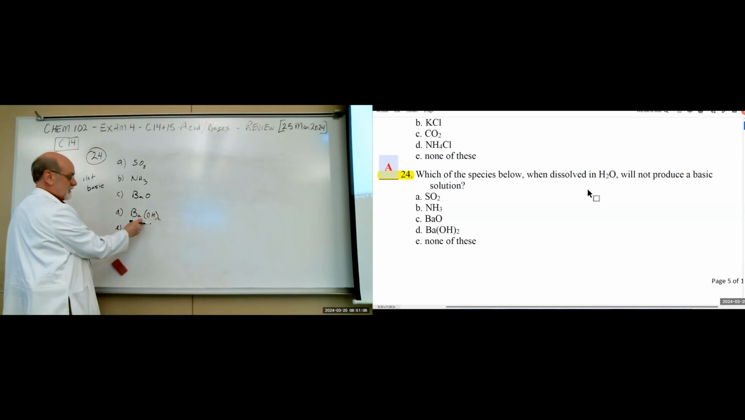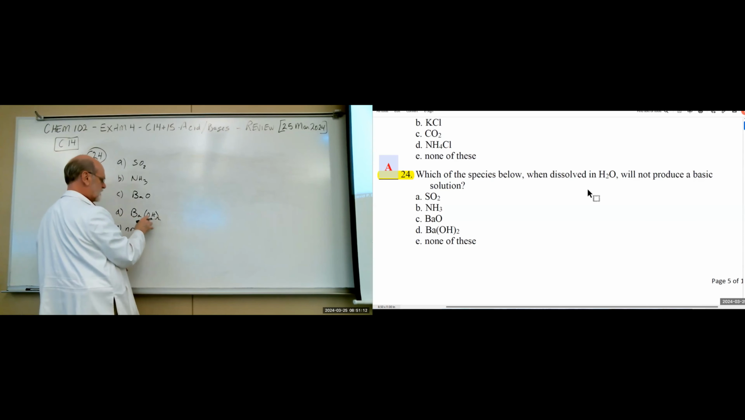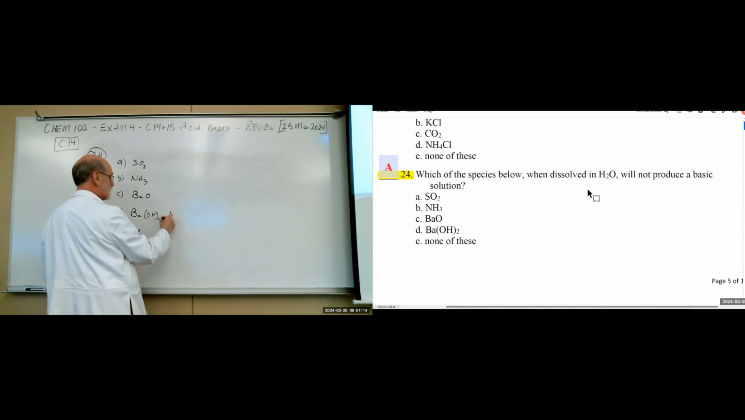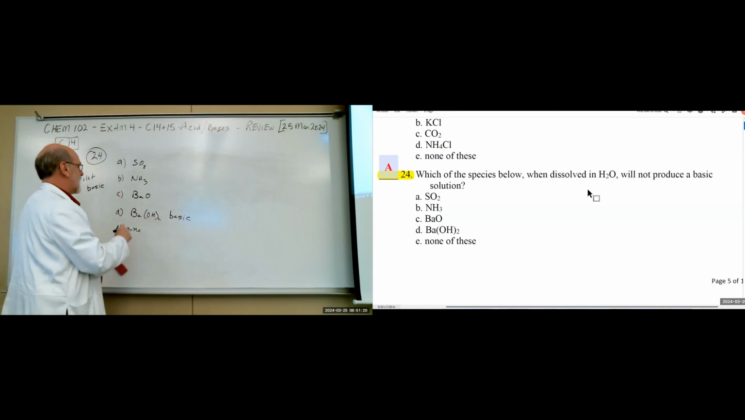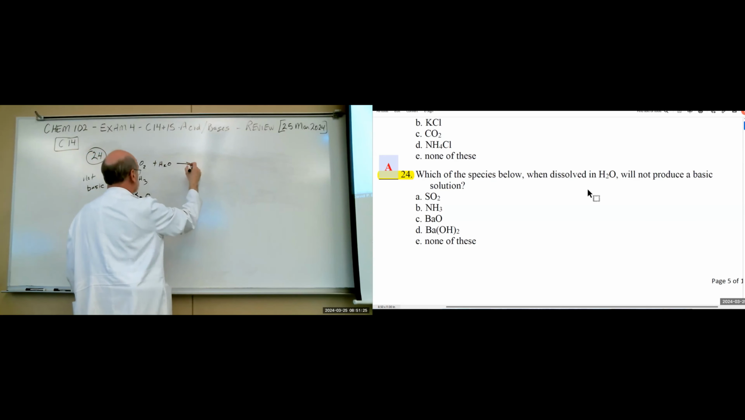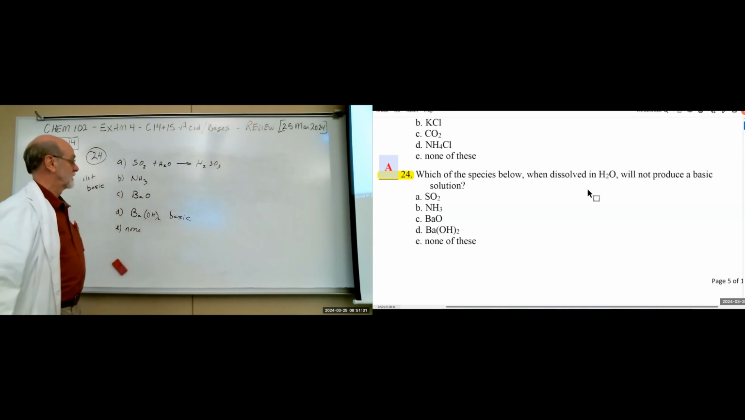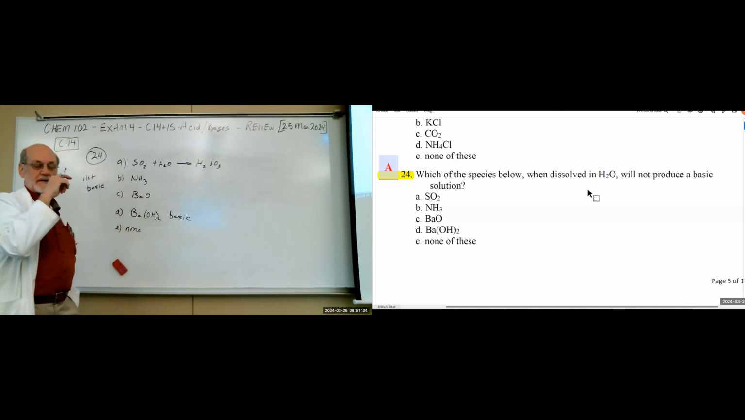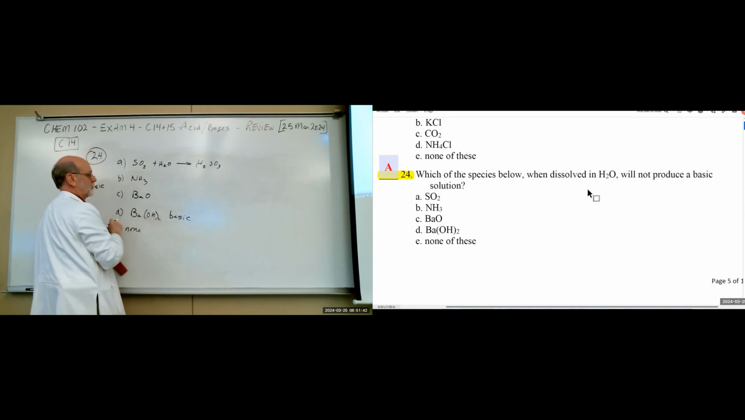Well, this is definitely basic. This is going to dissociate and produce hydroxyl ions, so that's basic, no doubt about it. What's going to happen when you react SO2 with water? It's going to produce H2SO3, which is acidic. And that's true for any of the non-metal oxides. The non-metal oxides always produce acidic solutions when dissolved in water. Well, there's your answer.